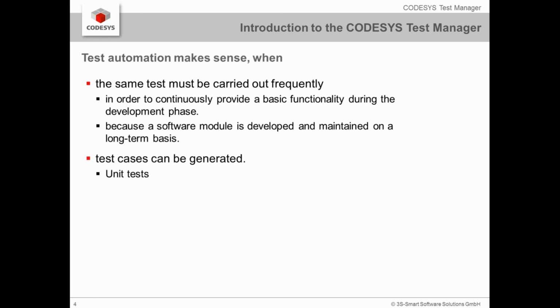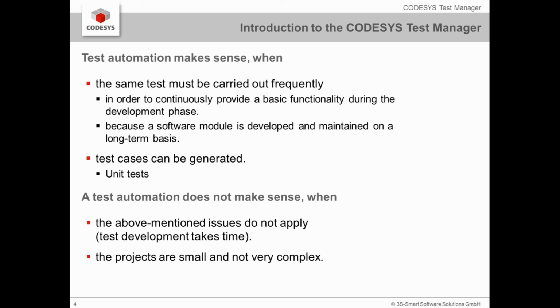There's another use case. So-called unit tests can be generated. This means that there might be external tools which generate test code, which are then available for a special POU, function block, or function, so that you can immediately execute such a test, which is then automatically run through, giving the right results. On the other hand, a test automation does not make sense in case the above-mentioned issues do not apply, or if you have just very small and very complex applications.